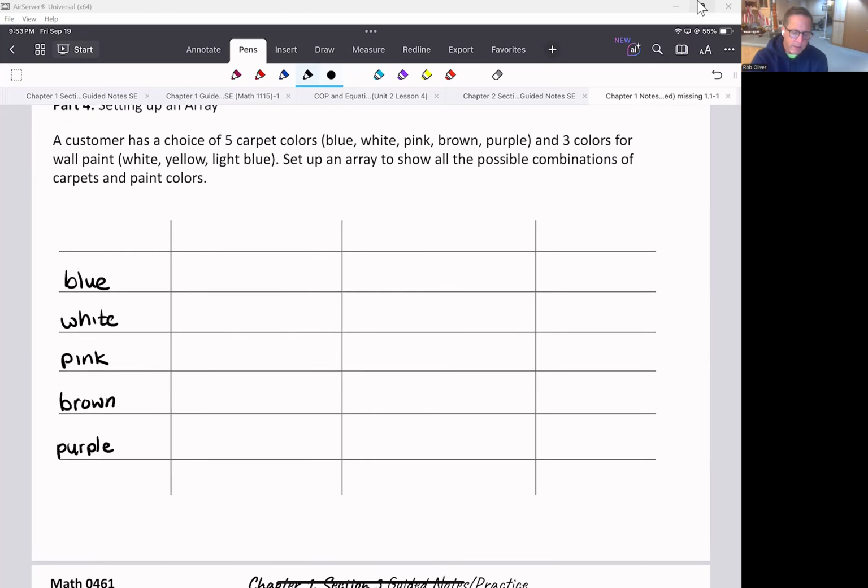And then the colors of wall paint, we've got 3 colors, which is white, yellow, which is my least favorite, and then light blue. It's a nice warm color.